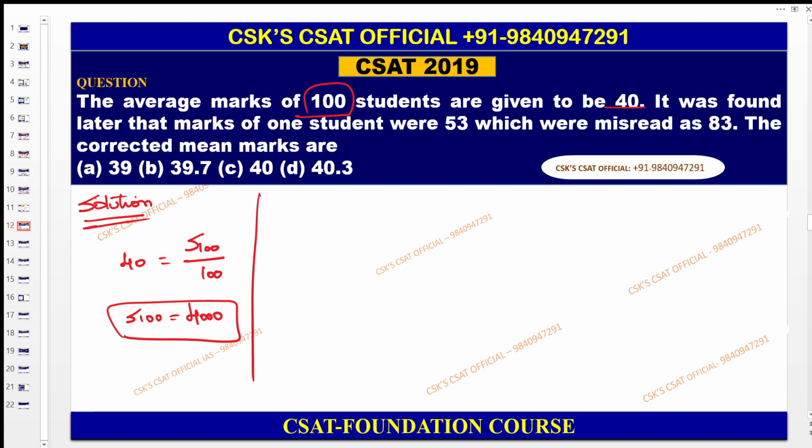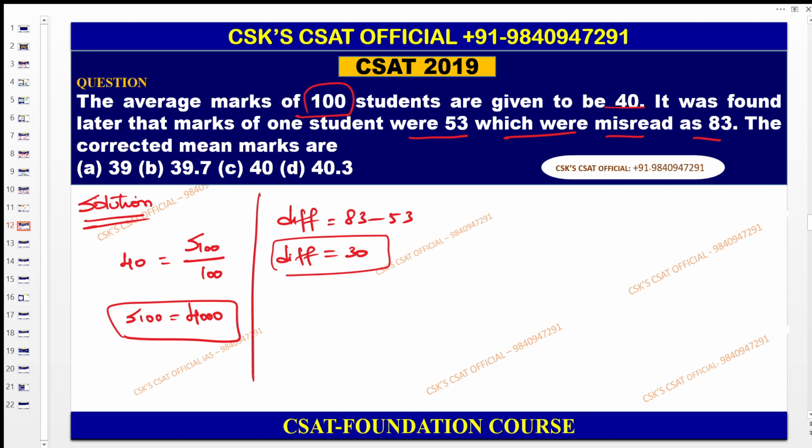Next, it was found that the marks of one student were 53, which were misread as 83. So what is the difference here? 83 minus 53, which is equal to 30. So find the difference when they are giving you such a replacement. Misread as 83, okay, that 83 was added there, right? How much more? 30 more. So that is nothing but the difference here.